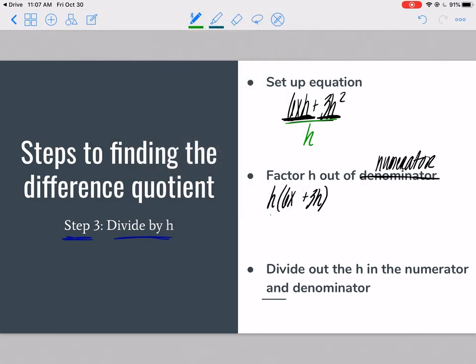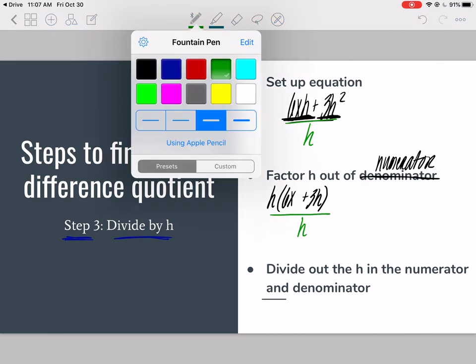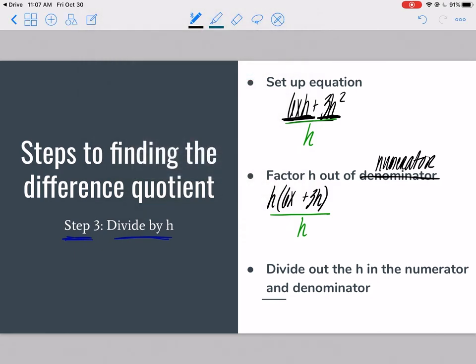And then I divide all of that by h, okay? So once you've factored h out of the numerator, you're able to divide those h's out, and then you're just left with the 6x plus 3h, which is as simplified as it's going to get. So that, in essence, would be the slope of this function at that h value, okay?